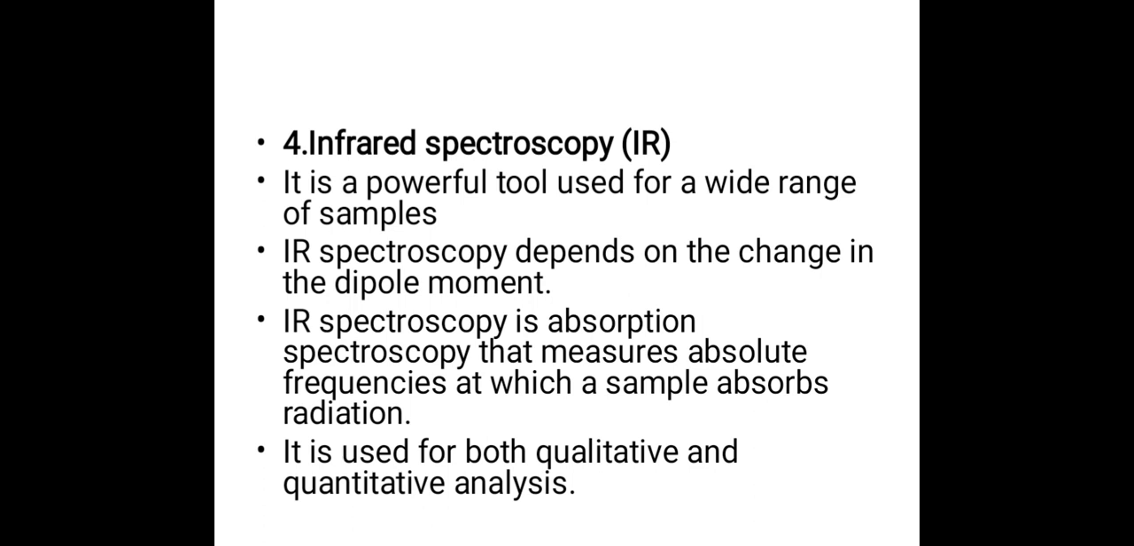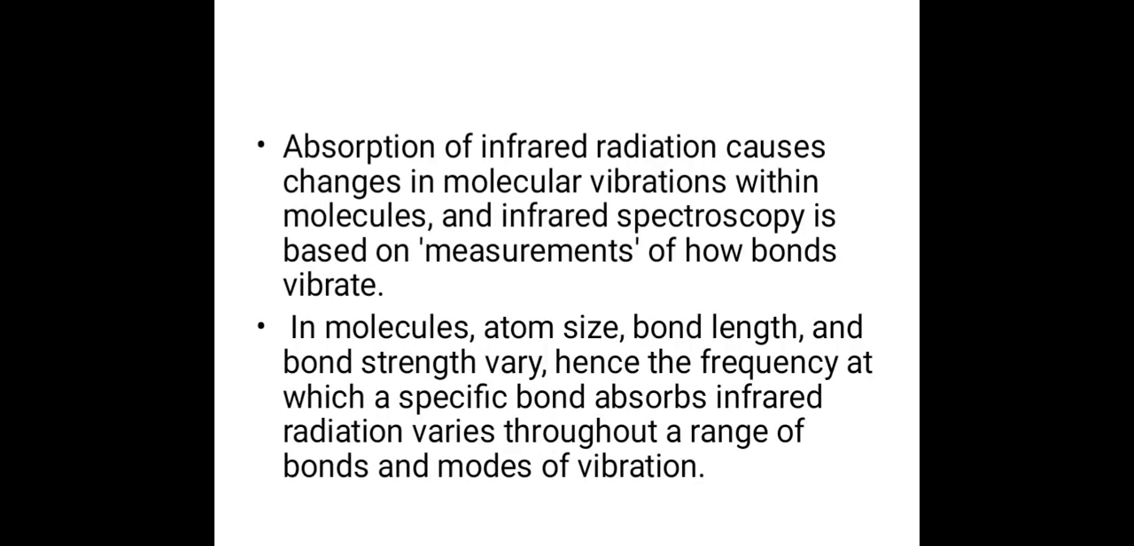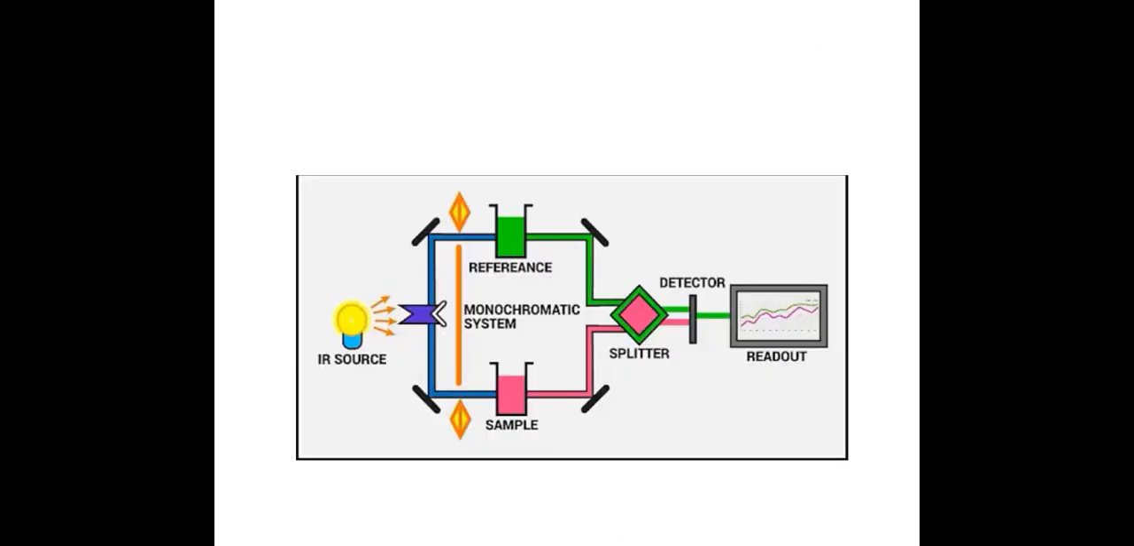It is used in both qualitative and quantitative analysis. Absorption of infrared radiation causes changes in molecular vibrations within molecules, and infrared spectroscopy is based on measurements of how bonds vibrate. In molecules, atom size, bond length, and bond strength vary, hence the frequency at which a specific bond absorbs infrared radiation varies throughout a range of bonds and modes of vibration.